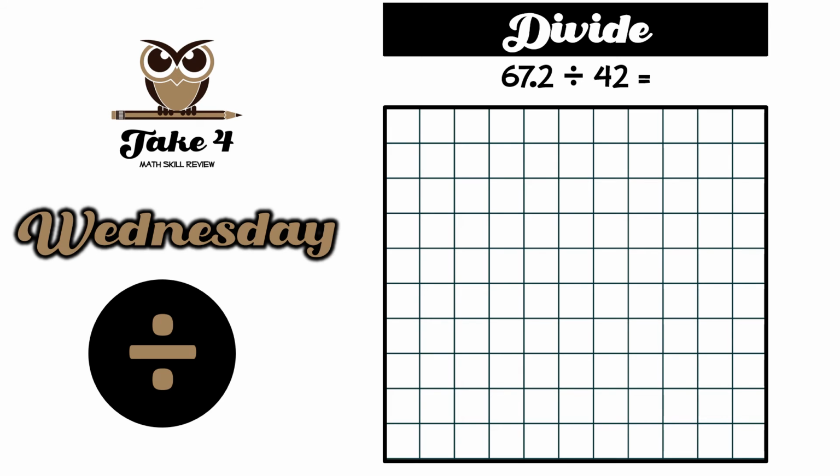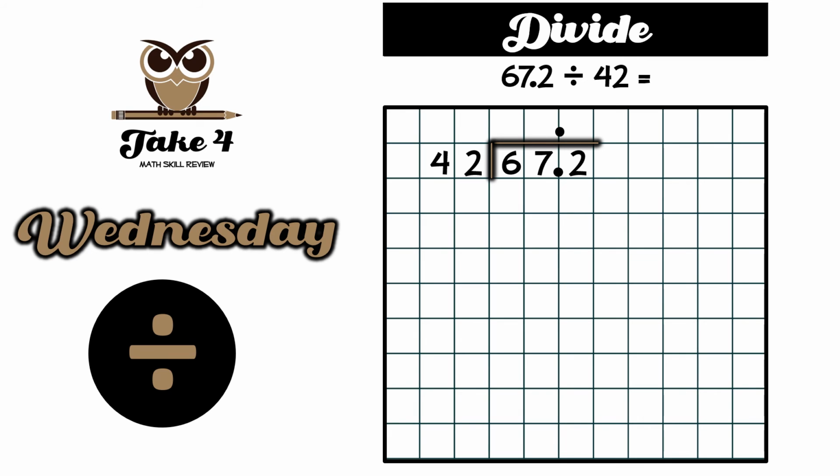67 and 2/10 divided by 42. When you set up your problem, it should look like this. The first thing we're going to do is take the decimal point from our dividend and move it up into our quotient. Now we're ready to divide.